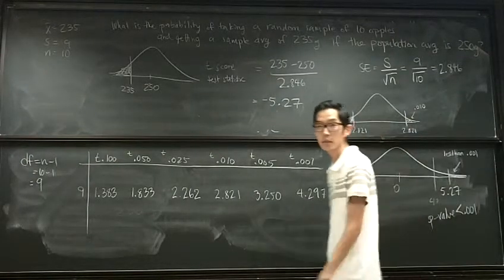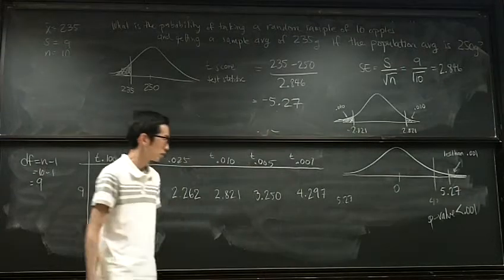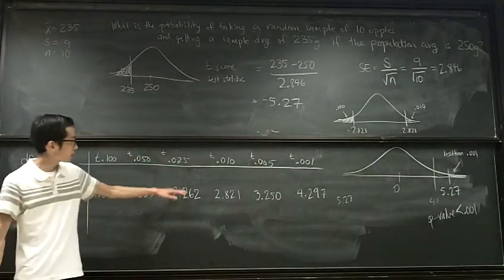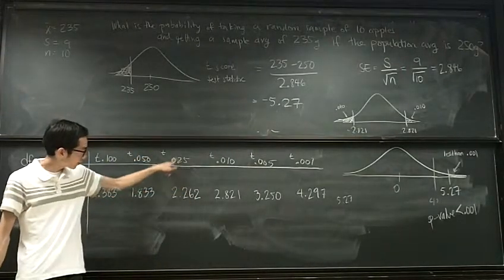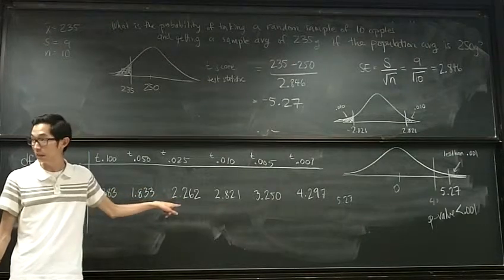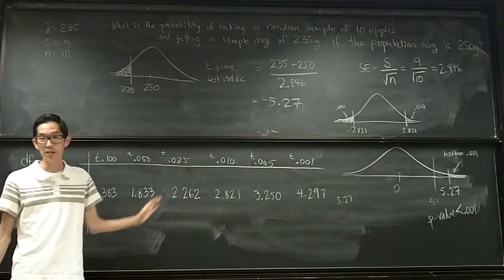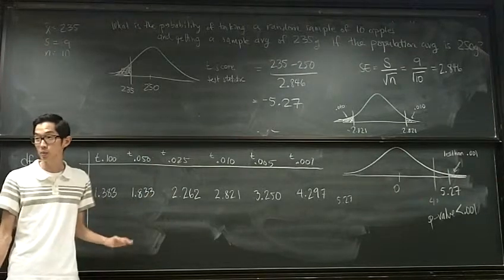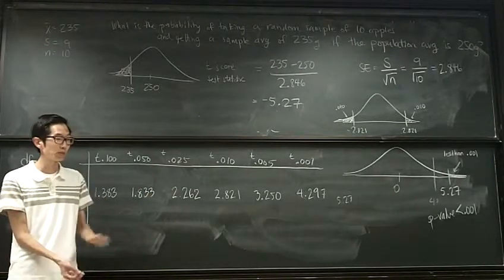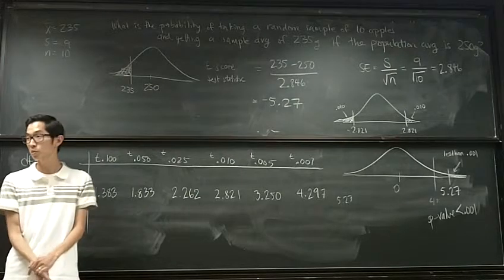Is that all right? You would never say equal to or less than. You would only say equal to if you got one of these numbers exactly. If you got anything else, you would just say less than or greater than or something like that. So I don't know exactly what it is, but I do know for sure it's less than 0.001.